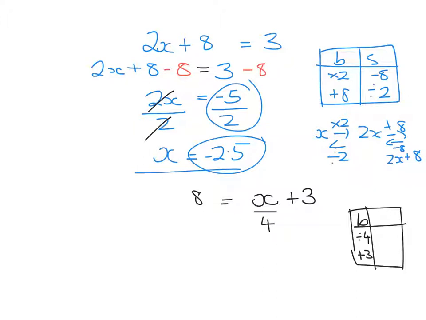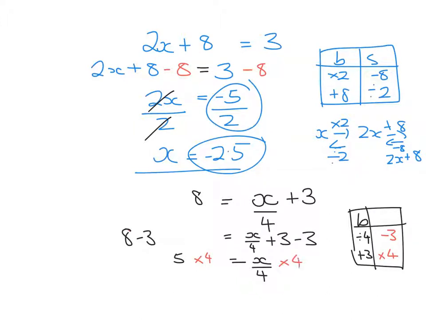So to solve it, what are we going to do? We're going to take 3 and times by 4. So we'll get, let's do that. We'll get 8 take 3 equals x over 4 plus 3 take 3. So 5 equals x over 4. And then we're going to times both sides by 4. And so we will get 20 equals, cancel those 4's, x. And that's the correct answer.